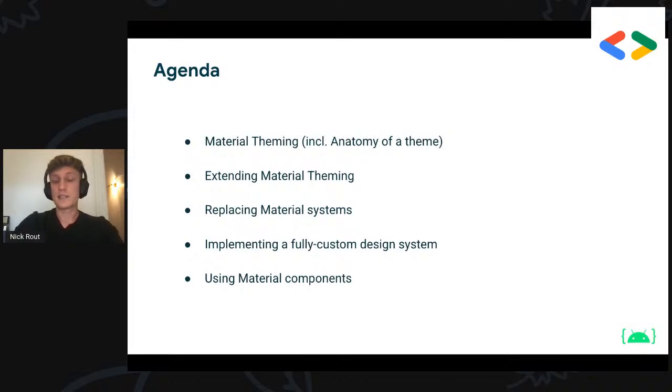Things like extending Material theming, so using Material theming but building on top of it; replacing Material systems, so taking out one of the things like color theming in Material Design and replacing it with your own implementation; or implementing a fully custom design system where you don't use Material Design at all and instead build it from scratch yourself. We'll then also take a brief look at how you might use a custom design system but still end up using the Material components, things like buttons, radio buttons, chips, etc., with a custom design system.